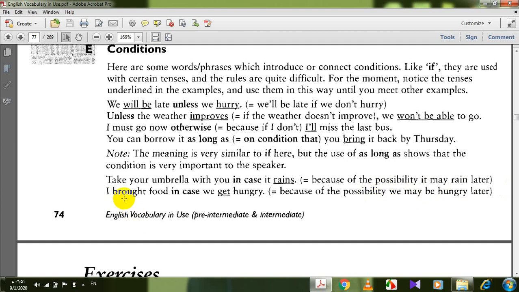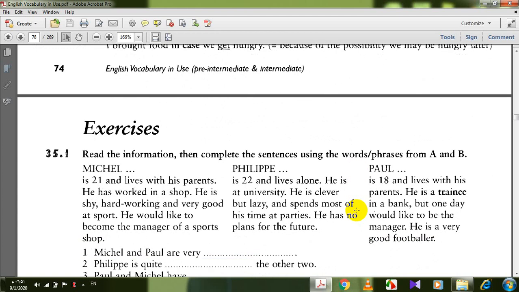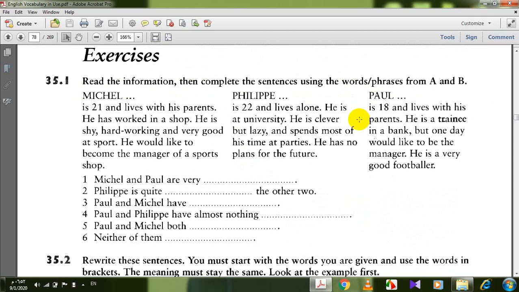Good. I brought food in case we get hungry. I brought food in case, for fear that. Good. In case we get hungry, because of the possibility we may be hungry later. This is done. Let's go to the exercise page 35.1. Read the information, then complete the sentences using the words, phrases from A and B. Good. You can do 35.1 alone.